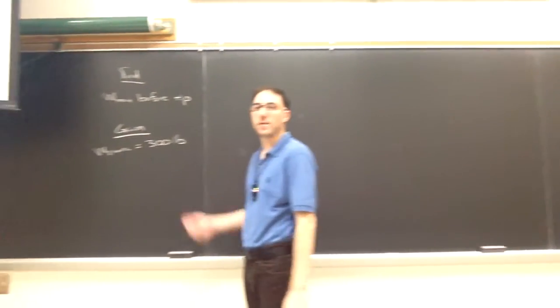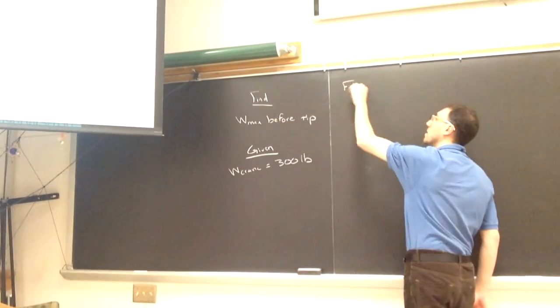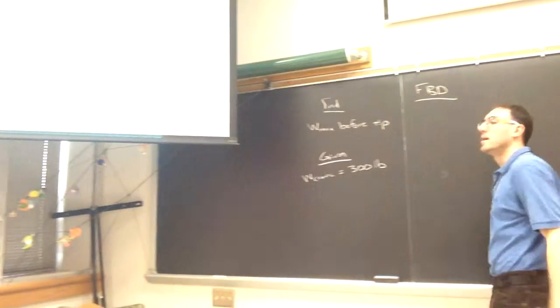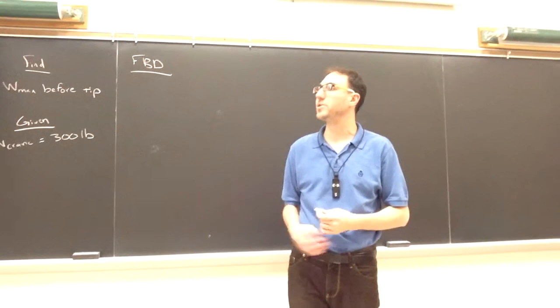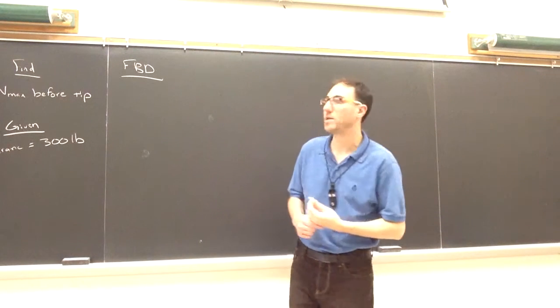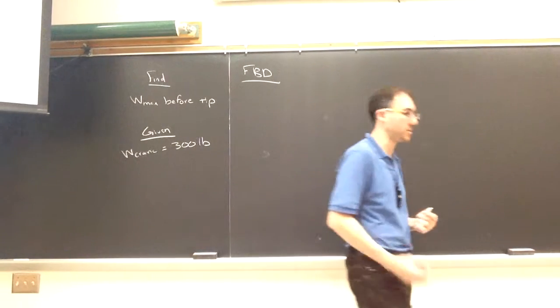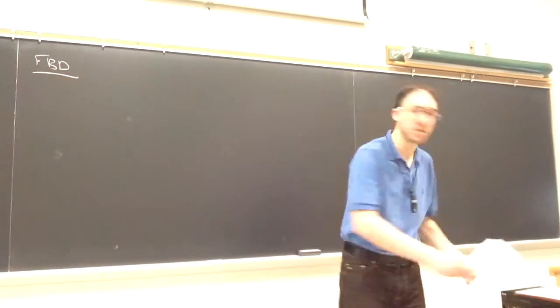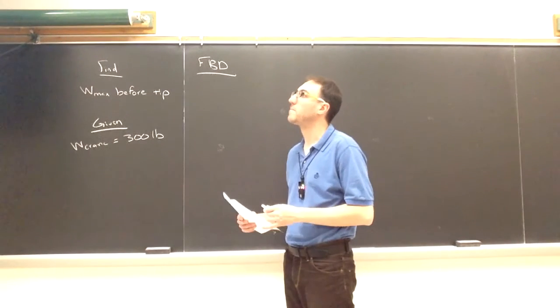We have our find, we have our given, so we want to develop our free body diagram. The free body diagram can be just a simplification of this picture. I don't need to illustrate exactly what it looks like. Really what's important are where forces are located, where couples are located on this object. So I really just need a skeleton of what the object looks like.